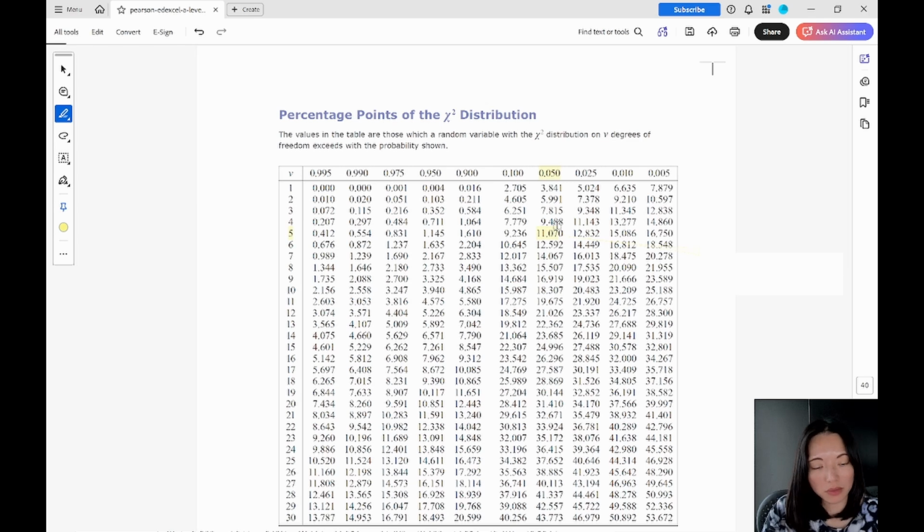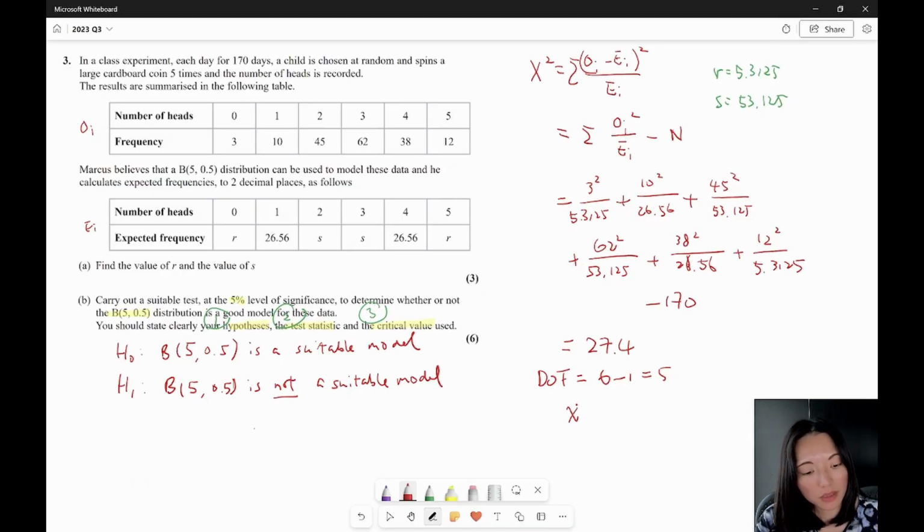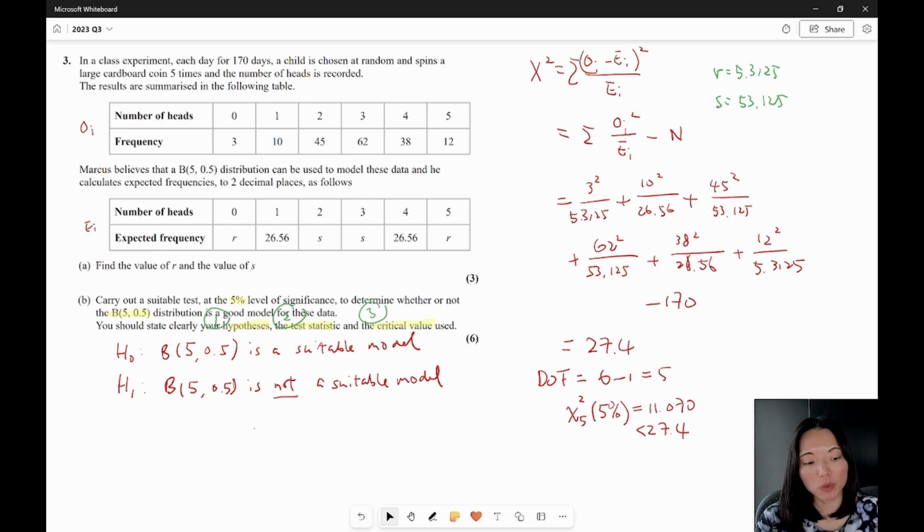Bring that back to my question. So based on the table, the chi-squared statistic with 5 degrees of freedom and 5% level of significance is 11.070, which is much less than 27.4. Therefore, 27.4 as a test statistic to compare the observed frequency and the expected frequency is way too big when I want the difference of the observed frequency and the expected frequency to be 0.